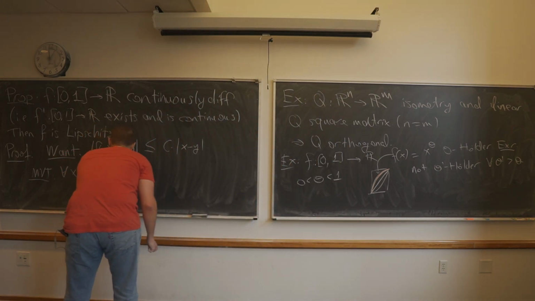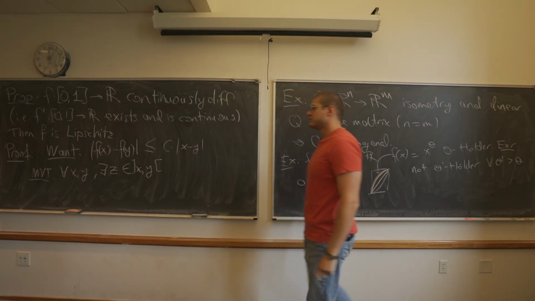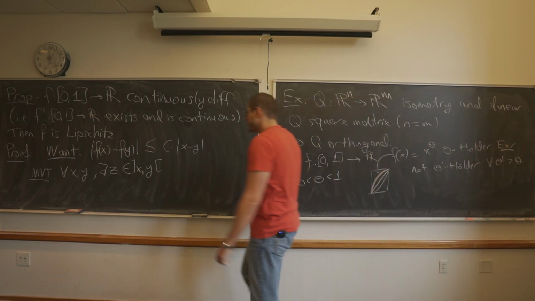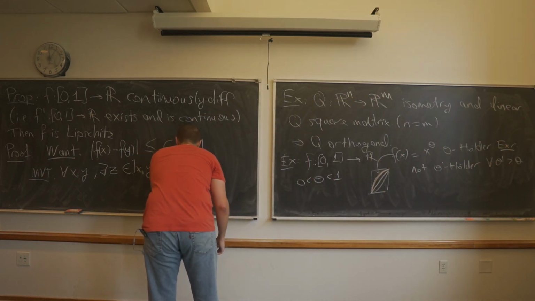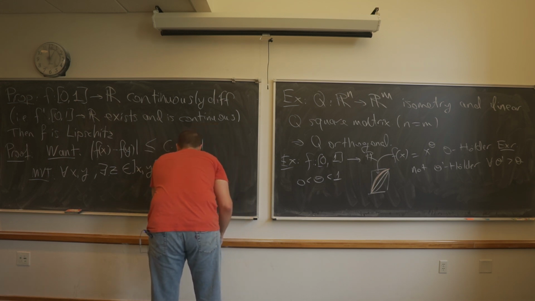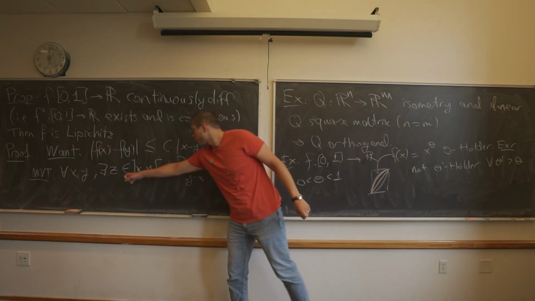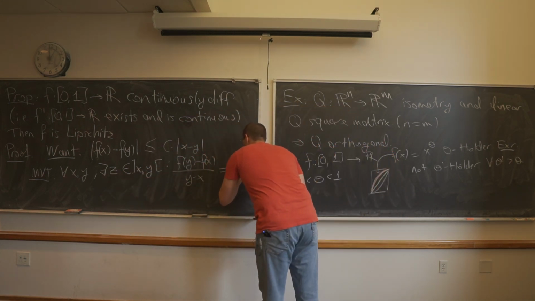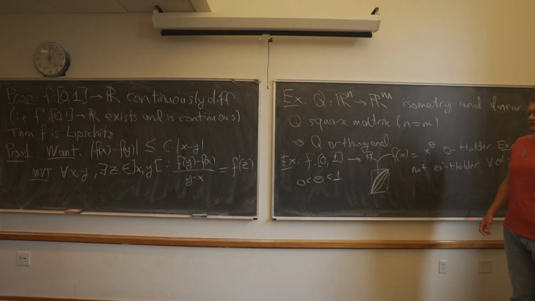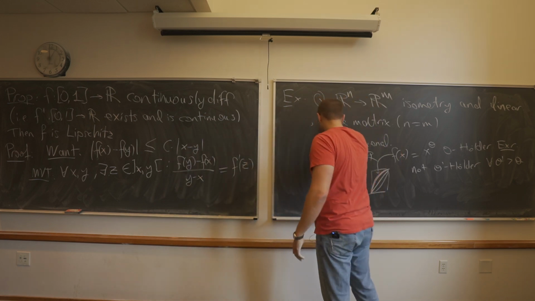There's a z between x and y. Here I'm assuming that x is less than y, but it's the same thing, of course, such that this rise over run is exactly the derivative of f at that point. That's what the mean value theorem says, right? I mean, this is one of the reincarnations, let's say.